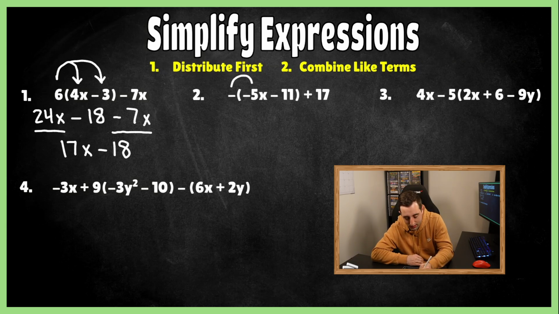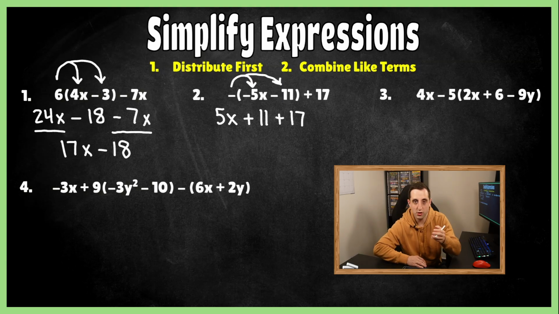So we have negative 1 times negative 5x, and negative 1 times not a positive 11, but a negative 11. So now we have negative 1 times negative 5x, which is going to turn this to a positive 5x. Then we have a plus 11. And then we bring down once again that plus 17 because we haven't even touched that at all.